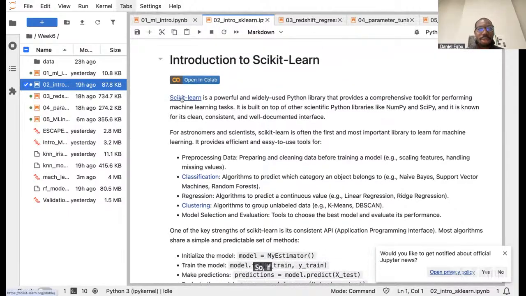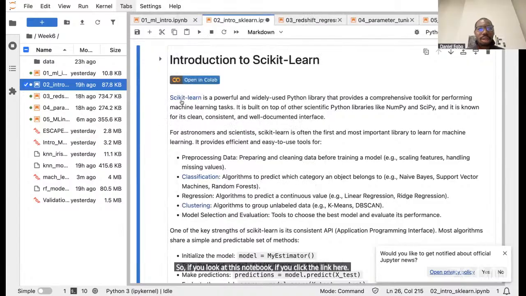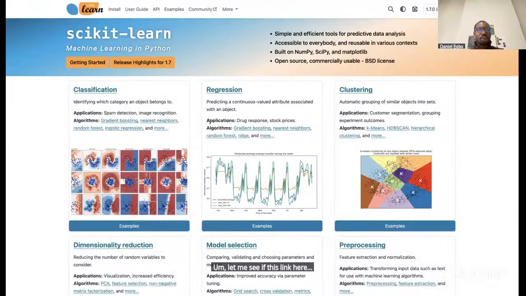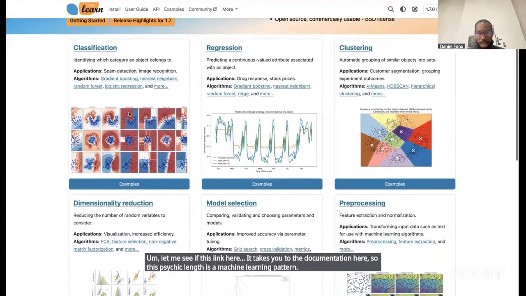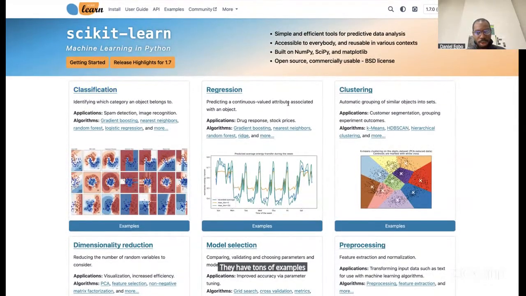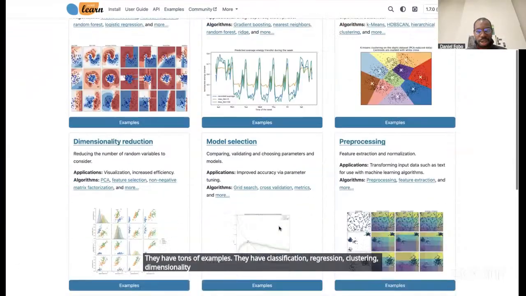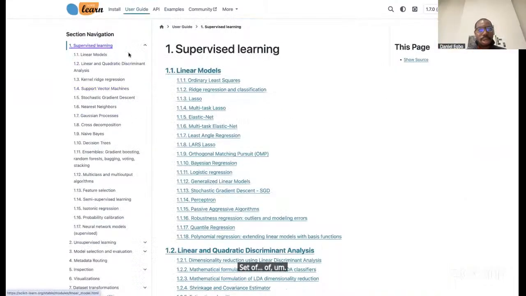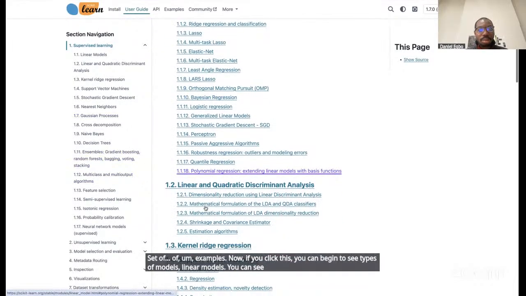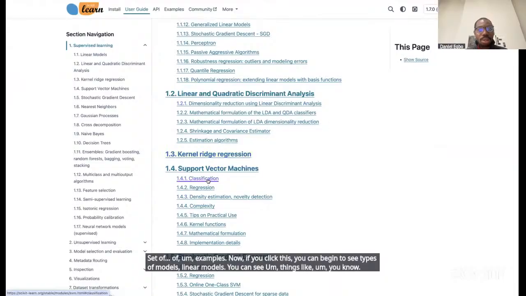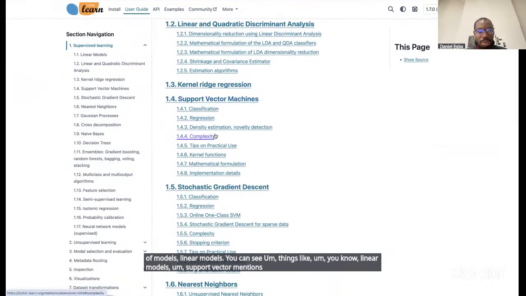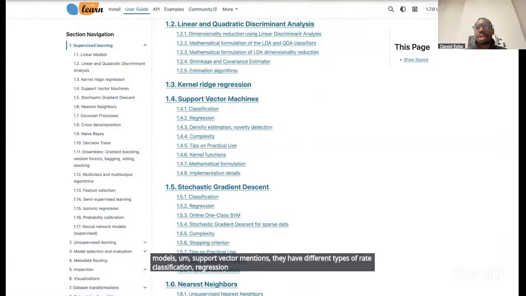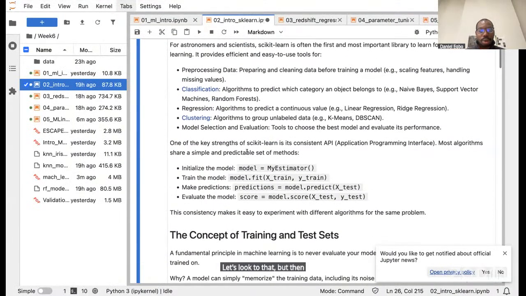So if you look at this notebook, if you click the link here, it takes you to the documentation. So this Scikit-learn is machine learning in Python. They have tons of examples. They have classification, regression, clustering, dimensionality reduction, model selection. So these are different sets of examples. Now, if you click this, you can begin to see types of models, linear models, support vector machines. They have different types of it, classification, regression, and the rest of them. Let's look through that, but that is not the focus of my class now.